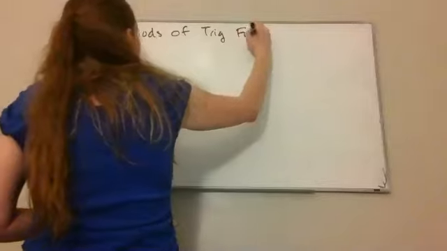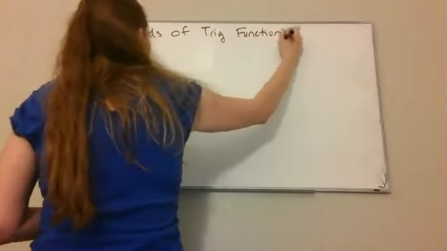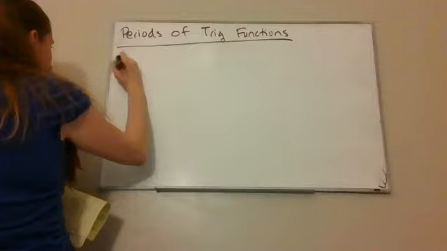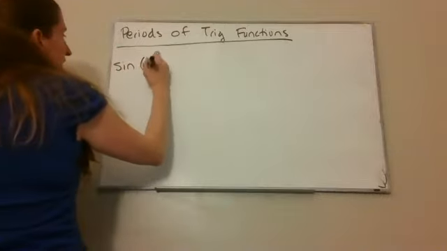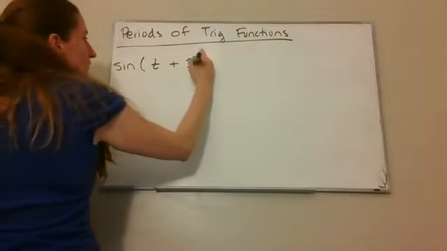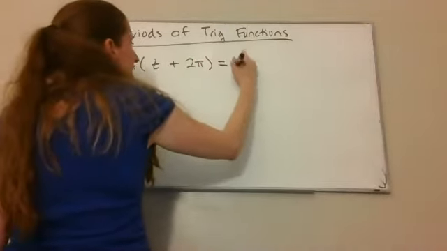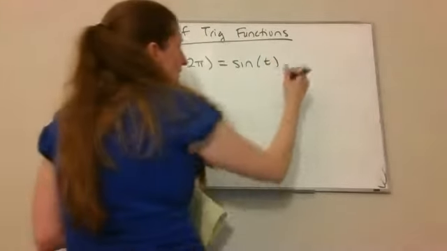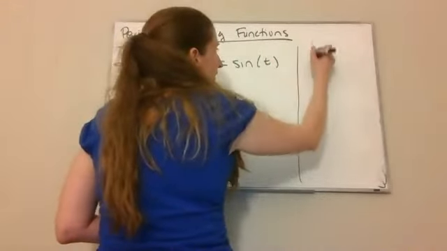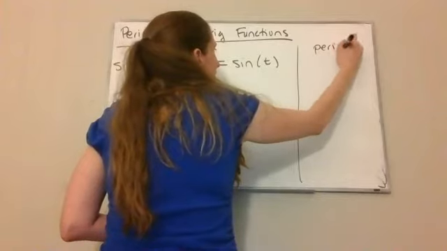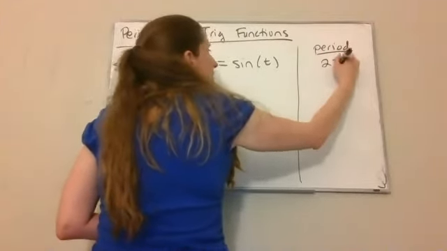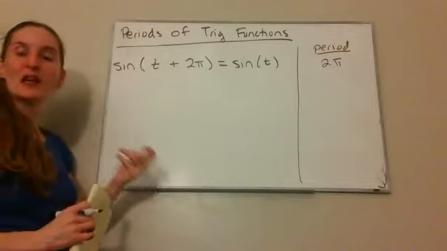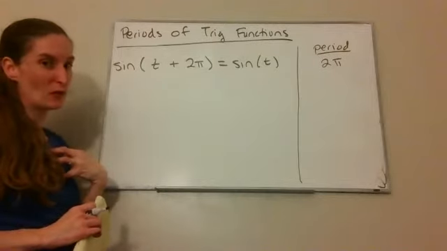I'm going to write down some properties that show us what the periods are. Sine of t plus 2 pi is equal to just sine of t. And that means that my period is going to be 2 pi, because when I add 2 pi to the argument of sine, I'm still going to get the same result that I would have had before.